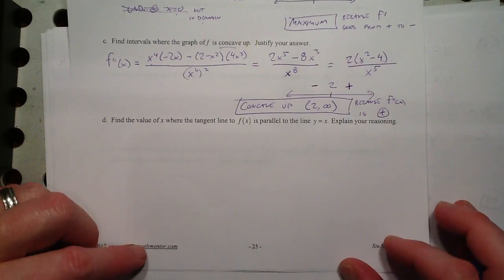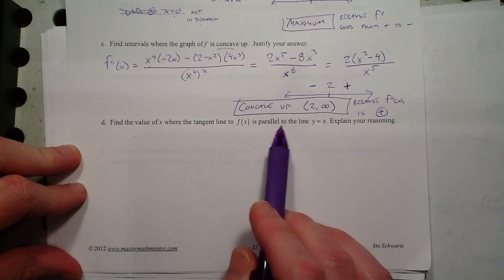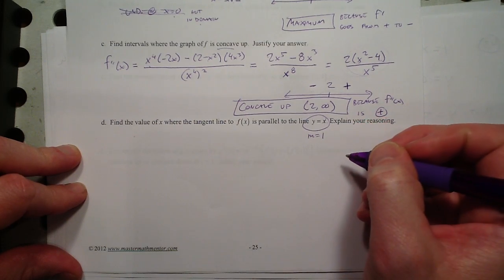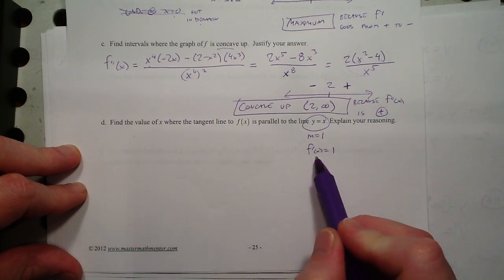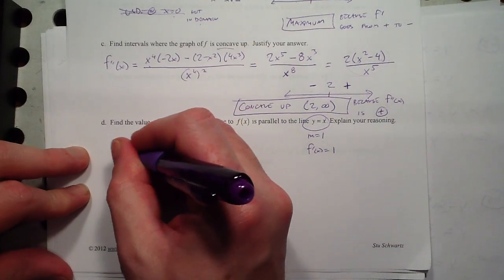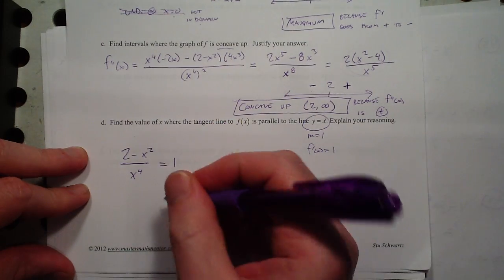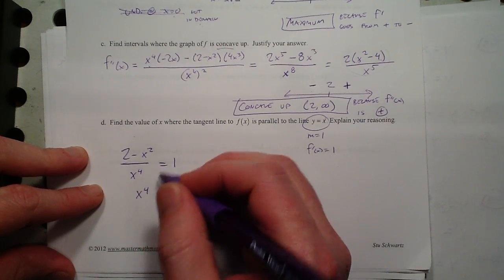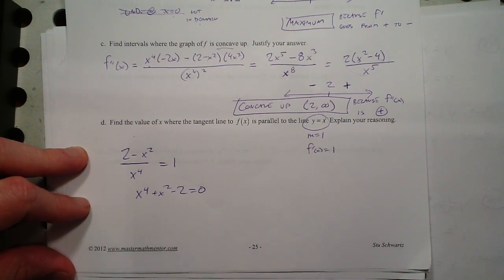Right. And last, find the value of x where the tangent line to f of x is parallel to the line y equals x. Well, parallel to this means slope is 1, right? So that means set the derivative equal to 1. We want slope to be 1. Well, our derivative is 2 minus x squared over x to the 4th. Set that equal to 1 and do some algebra. So we get x to the 4th, and then let's see, add that over to the other side. Doing a couple steps here, you can break that down, and then it's not quadratic, but it's in quadratic form.